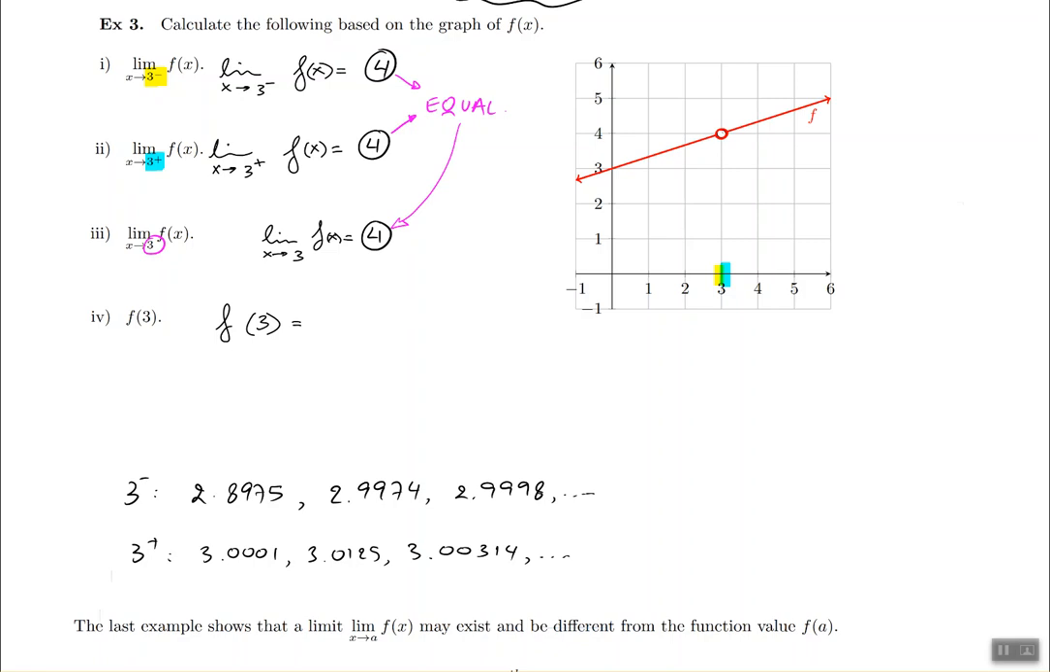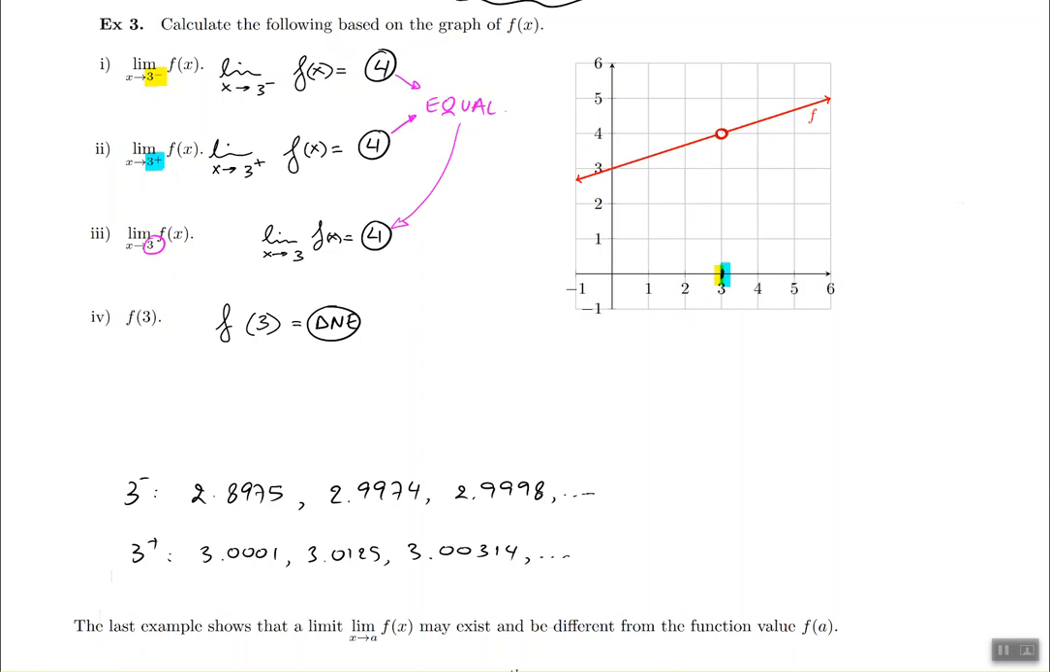Now that small circle tells me that at 3 itself, there's actually no solution. So when I say what's f of 3, that literally means tell me what the y-coordinate is when x is itself equal to 3. At 3 itself, we have an open circle, meaning there is no graph there. So there is no solution, so we write DNE.